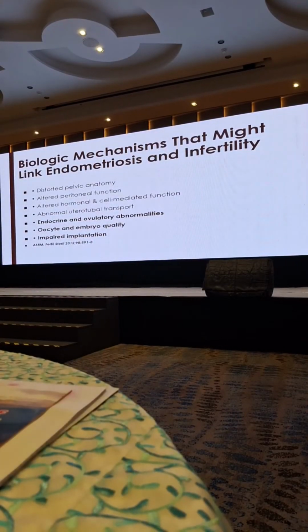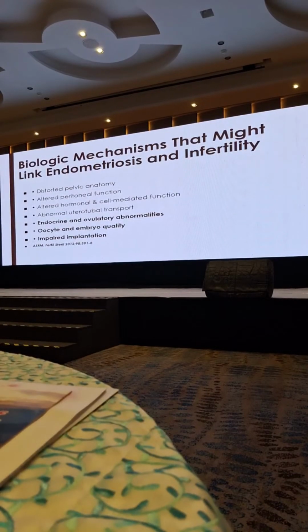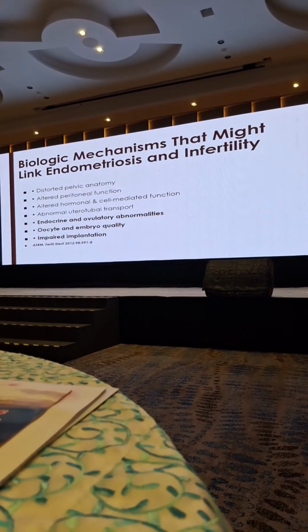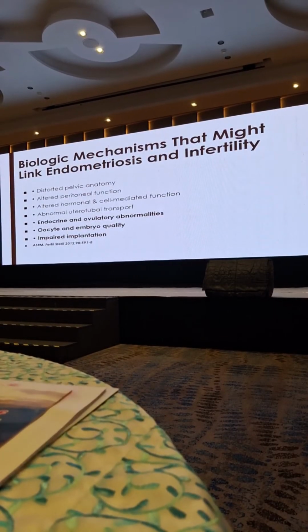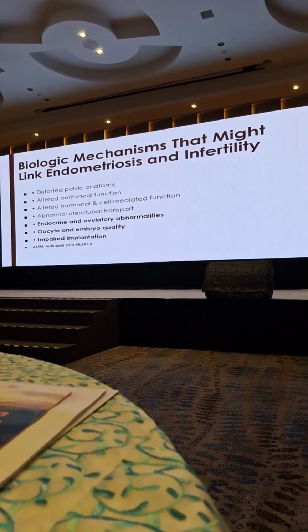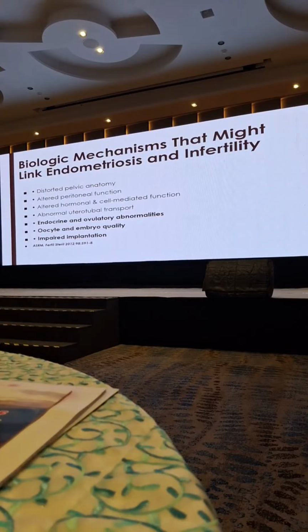The biological mechanisms that might link endometriosis and infertility have been defined by Sadem. You also all know that at the advanced stages of the disease, stage 3 and 4, distorted anatomy, altered peritoneal function, altered hormonal and cell-mediated function, and abnormal uterine transport are the key factors. But recent light, especially from IVF studies, has shown that endometriosis results in endocrine and ovulatory abnormalities, compromises oocyte and embryo quality, and impairs implantation.